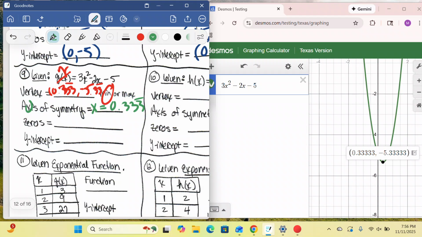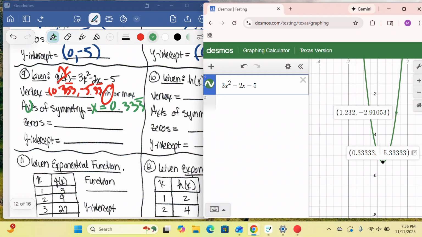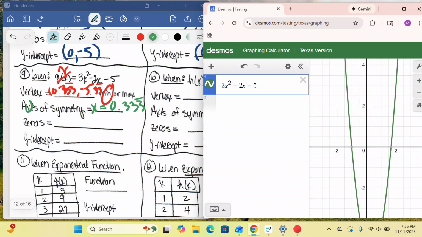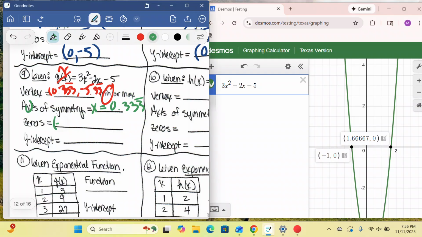If I want to find my 0, where does it cross my x-axis? All I have to do is go up on the graph. I can find my 0 being 1.667, and then my other 0 as negative 1, 0. So I have negative 1, 0, and the other one is 1.66666 repeating 7, 0. So those are my x-intercepts, or they're called zeros.